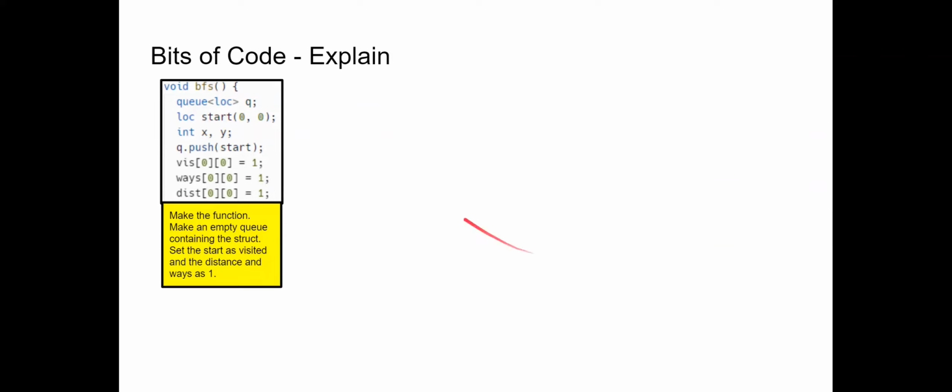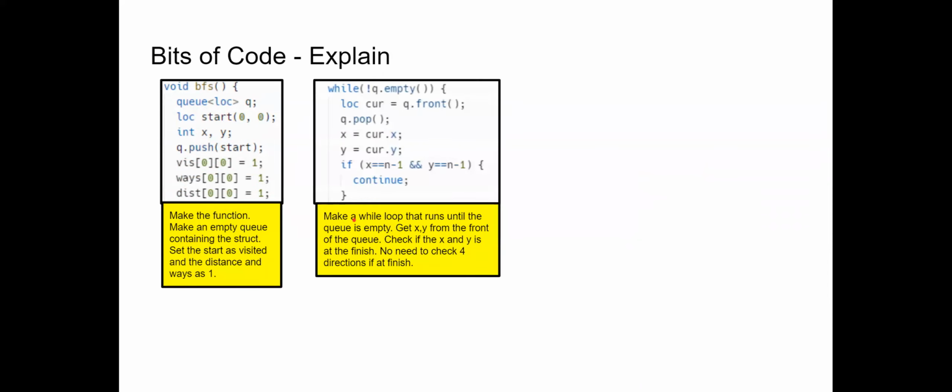Okay, so then I have the BFS function. So I just made a queue. I pushed the start point into the queue. I set visited, ways, and distance. The start point is equal to 1. And then I have a while loop that runs until the queue is empty. Remember the steps that I talked about? So yeah, this is basically it. So then I get the x and y from the front of the queue, and then I check if it's at the end. If it is at the end, then I don't need to check in 4 directions.